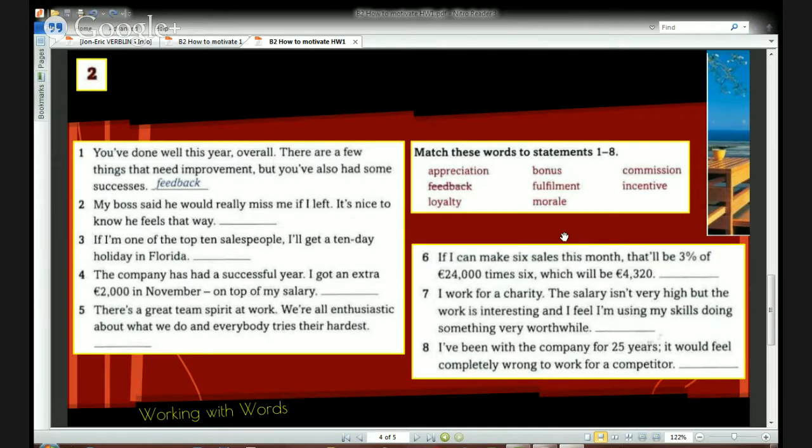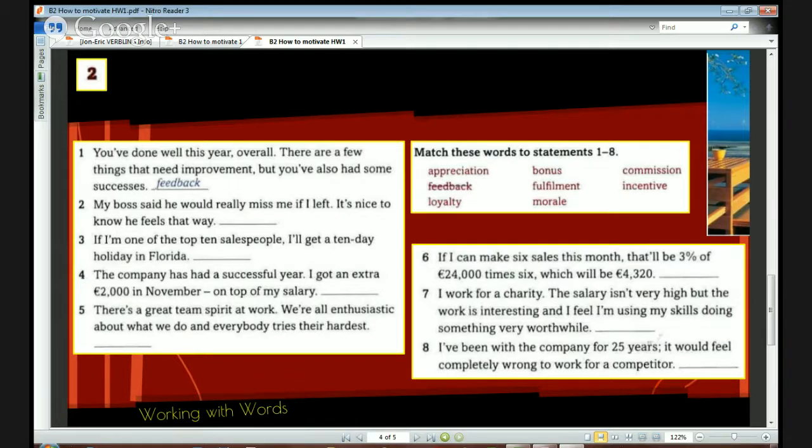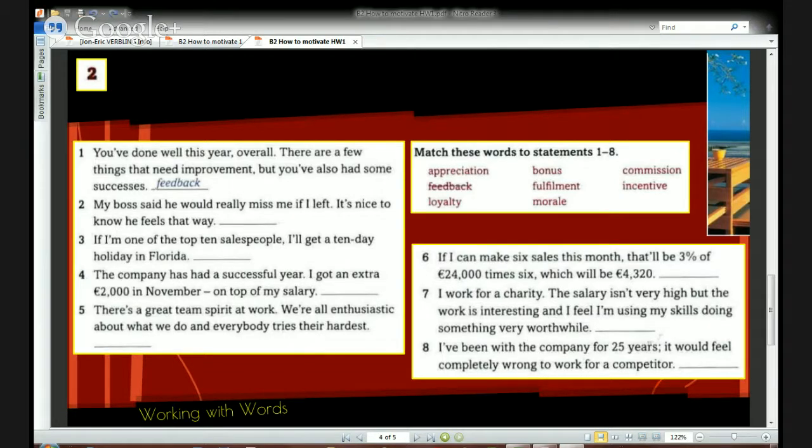All right, and we're back to Jason for our last one, number 8. I've been with the company for 25 years. It would be completely wrong to work for a competitor. It's loyalty. This is loyalty.